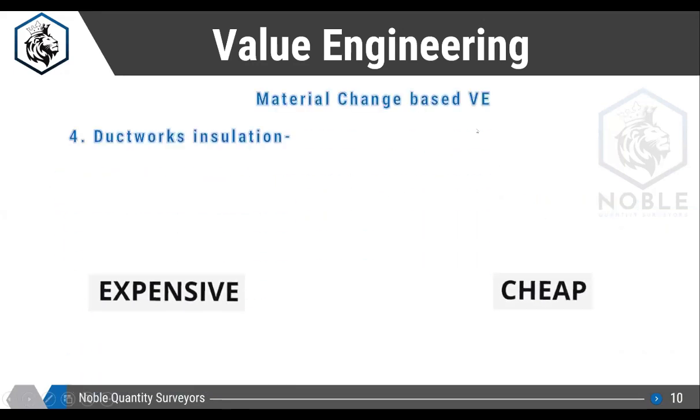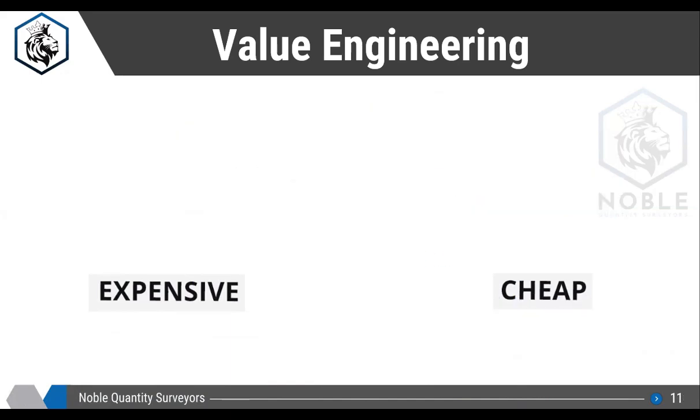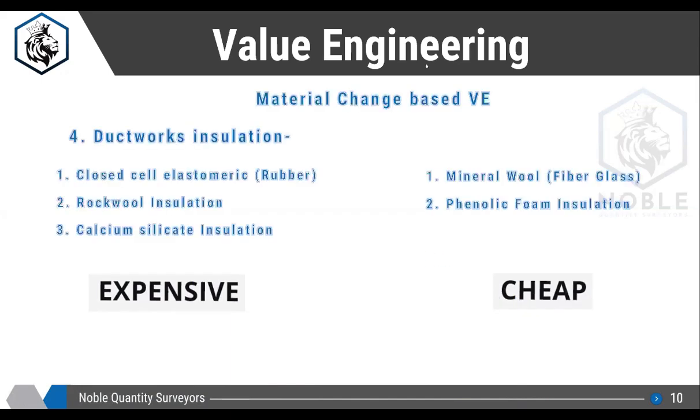The next one is duct insulation. Closed cell elastomeric rubber, rock wool insulation, calcium silicate insulation. These are all the expensive options. If the consultant is asking for these options in the specification, that means it's an expensive option. The cheaper one you can propose is mineral wool, which is known as fiberglass insulation. Phenolic foam insulation is also a cheaper option. So these are the cheaper options you can propose for the duct insulations.